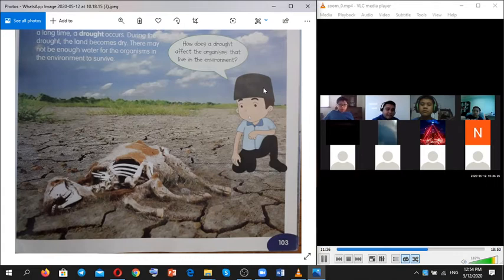Did you know, class, a human can only survive about 7 days without water? Did you know that? If we don't drink water for around 7 days, we might die. But first, before we die, we will become very thin, very sick, and weak. And then after that we will die. That's why water is very important. Okay, let's move on to the next page.